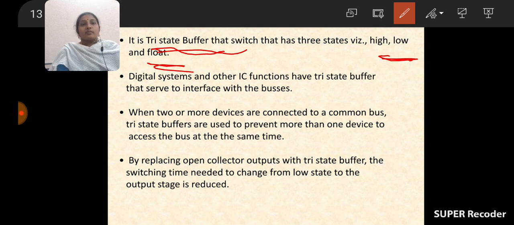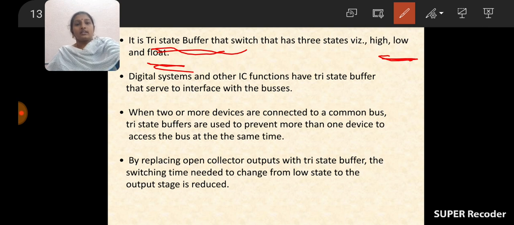What is the need of a buffer? Simply, these act like interfacing devices that transfer the data from one device to another device. And when two or more devices are connected to a common bus, tri-state buffers are used to prevent more than one device from accessing the bus at the same time.